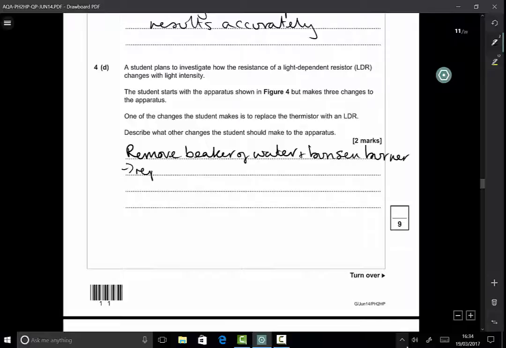Replace with what we are going to need. An LDR is a light dependent resistor. They've told us that. So it's something that's going to depend on the light. So we're going to want a light source, a lamp.